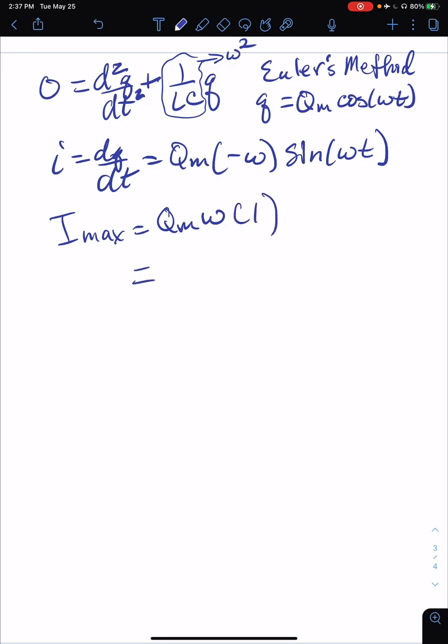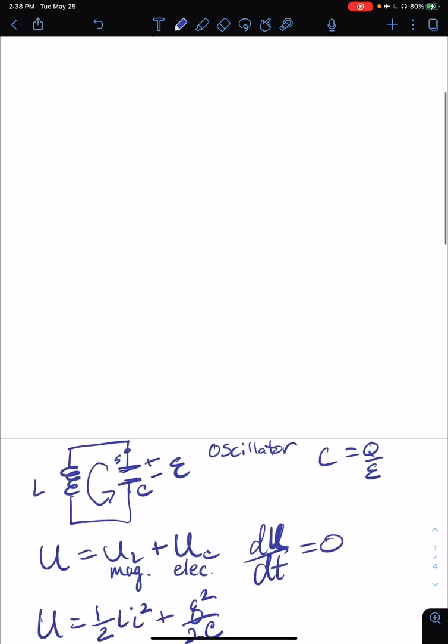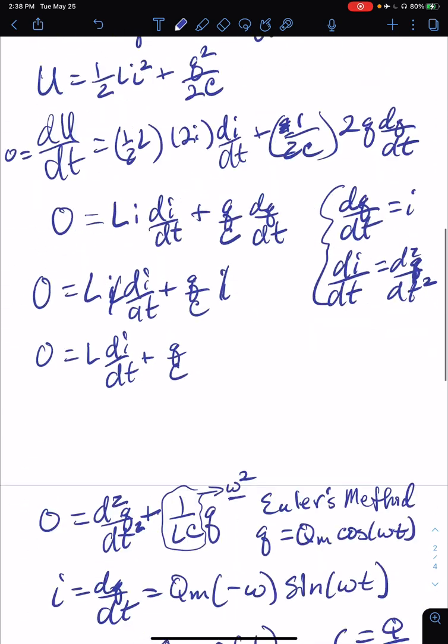So let's remind ourselves of a couple of things here. The omega that we just wrote is 1 over square root of LC, right? Omega squared is 1 over LC, so omega is 1 over root LC. And a capacitor is defined as the charge divided by the EMF. So that means that capacitance times EMF is charge. So let's rewrite this. I max for our circuit that we're doing here, which is an oscillating LC circuit.